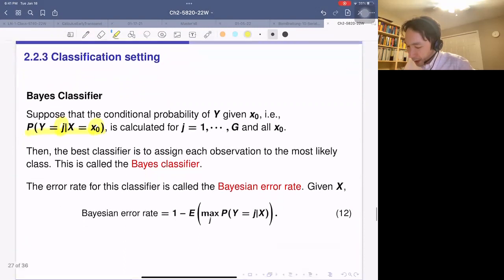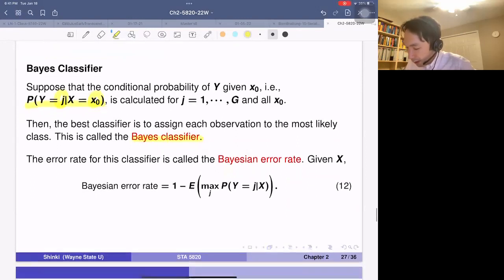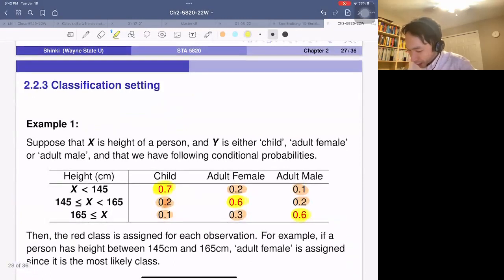If probabilities are given, we make the decision based on the largest probability. So if x is given and the probability of child is largest, then we regard that person as a child. That is called the Bayes classifier. This is explained by this table. If x is less than 145, suppose that the person is 70% child, then this 70% is larger than this 0.2 or 0.1, so we decide that this person is a child. That is the Bayes classifier.